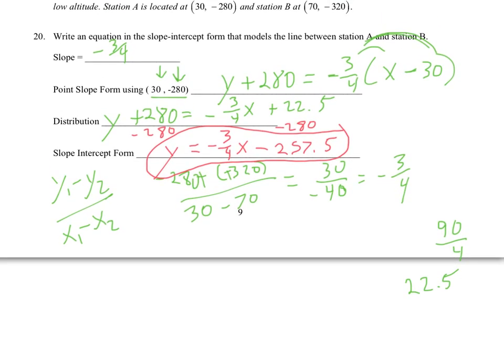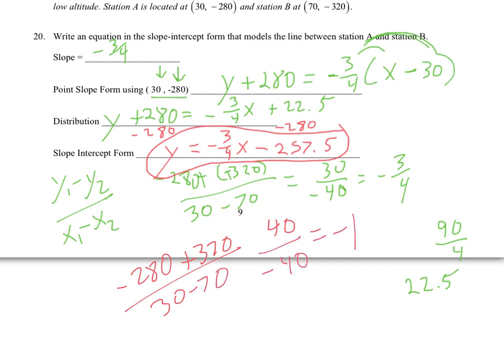So we got a slope. When we did this, we should have got -280 plus 320 should have given us 40 as the numerator, over 30 minus 70, which would have given us -40. So my slope is actually -1. Okay, when I plug that in, this should look the same, except this should be a 1 because my slope is different.